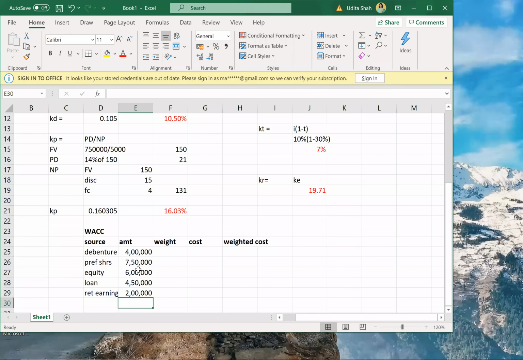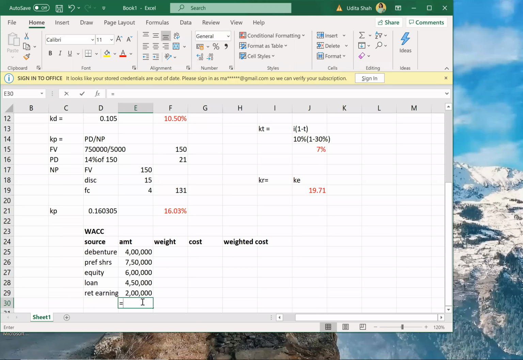See, tax rate is not given in loan, but tax rate remains the same, right? Corporate tax rate is always going to remain the same, whether you are sourcing from equity, loan or debentures. Tax rate is for the company. If once tax rate is 30%, all the time it will be 30%. So even if for loan tax rate was not separately given, we'll take the tax rate of debt.